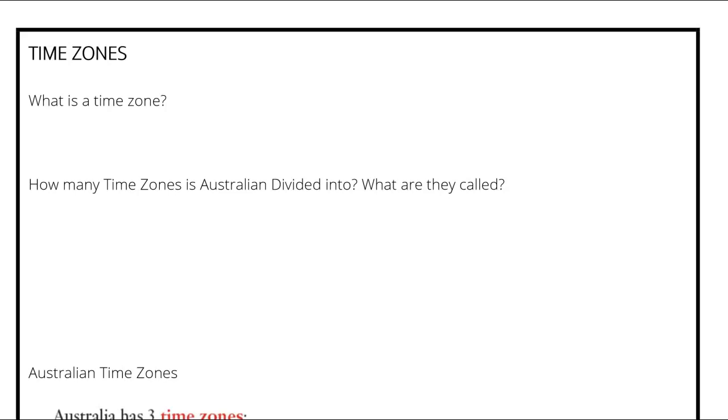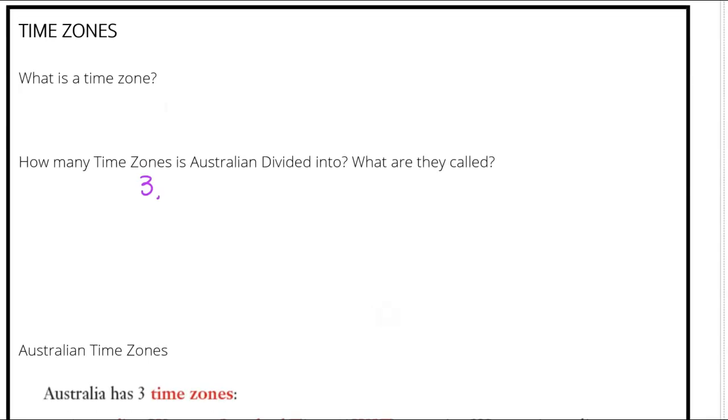Where our focus is for today's Australia, we'll do world time zones next time I see you. But when we talk about a time zone, it is basically different time frames across different parts of the world. And in Australia, what is our focus? How many time zones do we have? 3. We've got 3 formal time zones. What are they called?